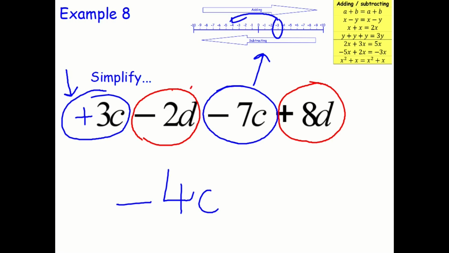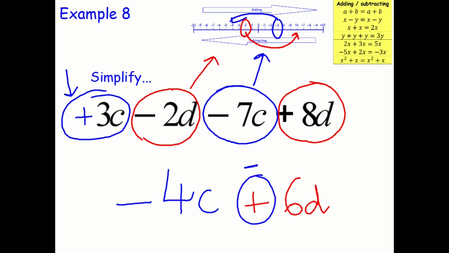And if I start at minus 2, because I'm doing this one now, if I start at minus 2 and I plus 8, I'm left at positive 6d. So the final answer is minus 4c plus 6d. Lots of students think that you just put a negative sign in the middle here. Say, for example, here, lots of students think you put a negative sign here because there's a negative sign here, for example. Okay, but that is not the case. Do not put a negative sign there.